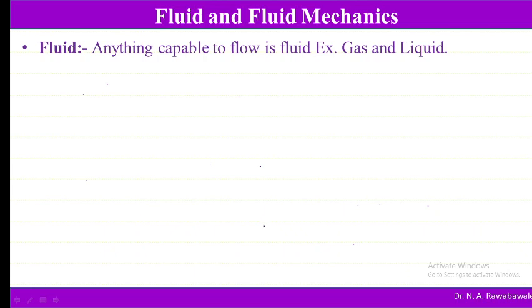Then we will see what a fluid is. So very first, a fluid is anything that is capable of flowing. Generally air and any liquid are going to flow. Therefore the liquid and the gaseous substances are referred to as fluid. So anything capable of flowing is known as a fluid. For example, a gas or a liquid is known as a fluid. So fluid includes gas as well as liquid. Both things are included in this fluid.